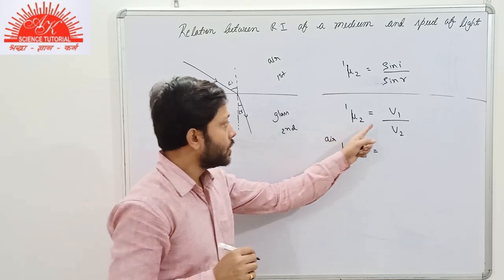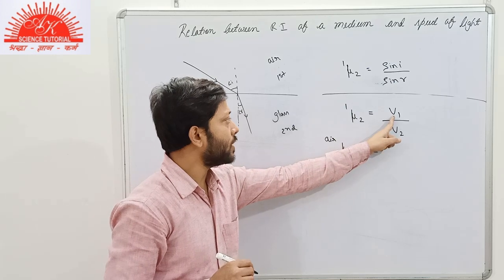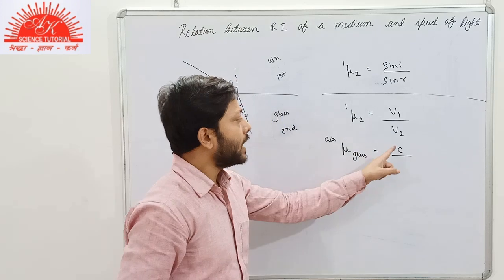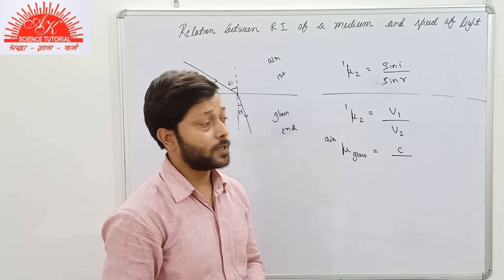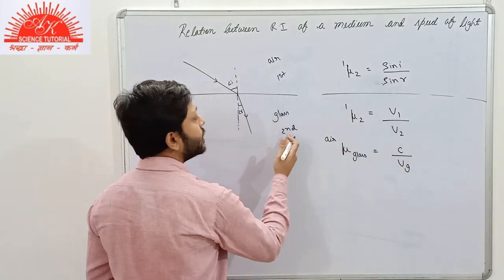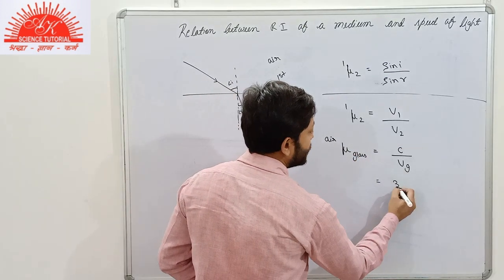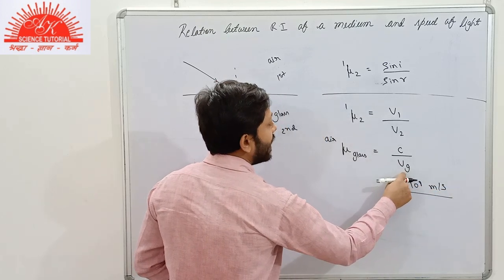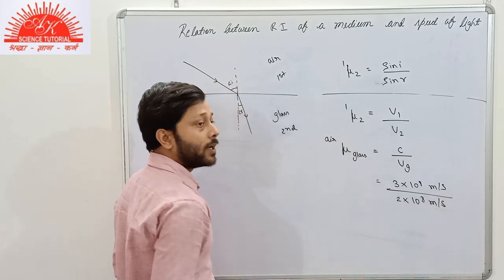Then what do we do? According to this definition, we have the ratio V1 by V2, that is the speed of light in the first medium, that is in air. And you know about it. The speed of light in air is denoted by c, which has the value of 3 into 10 to the power 8 meter per second. And what about the speed of light in the second medium, which here is glass? The speed of light in glass is approximately 2 into 10 to the power 8 meter per second.